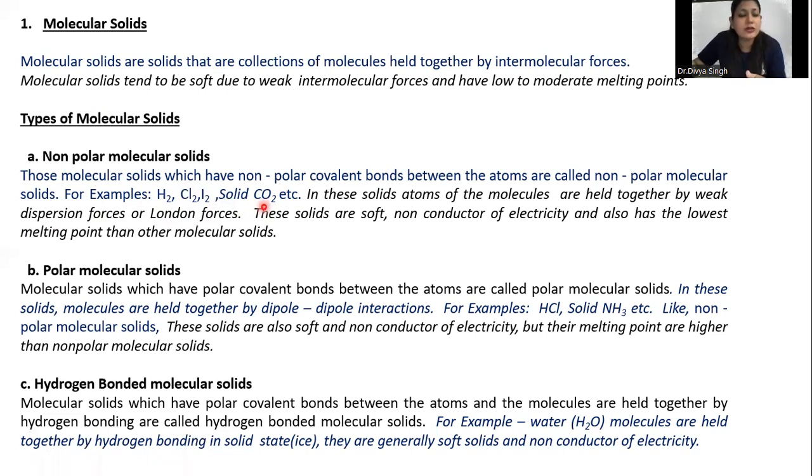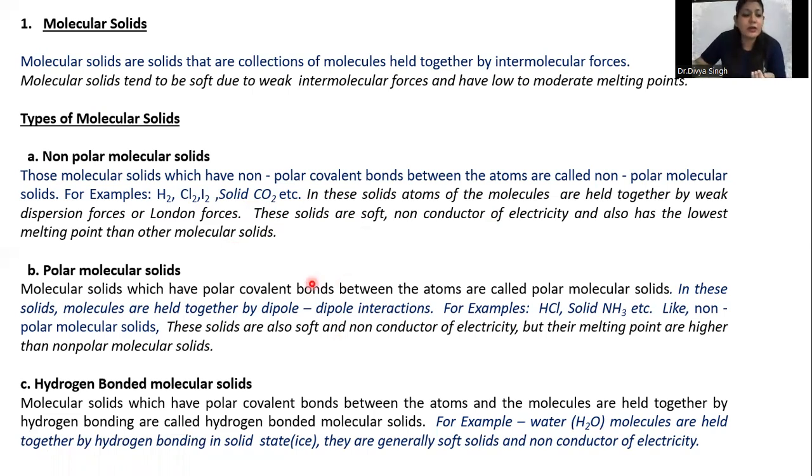Like CO2, it is also non-polar. So what is solid CO2? Dry ice. It is also a non-polar molecular solid, because the forces holding the molecules together are very weak London forces. Therefore they are soft, non-conductors of electricity, and have the lowest melting point among molecular solids.